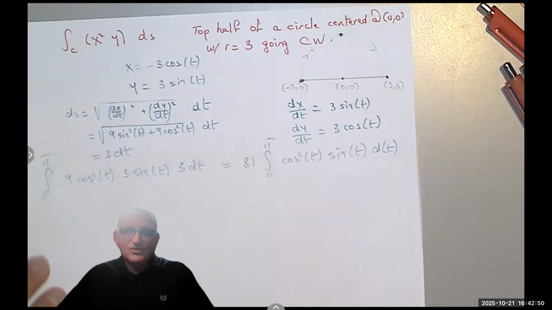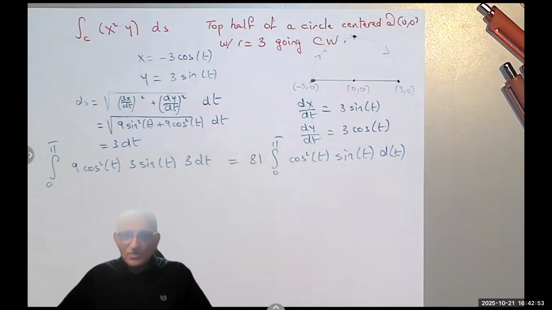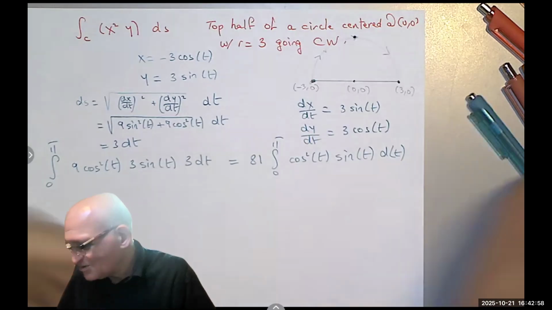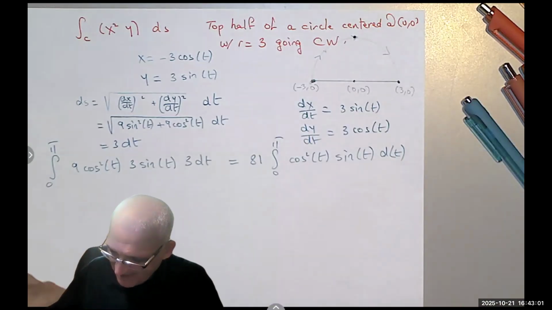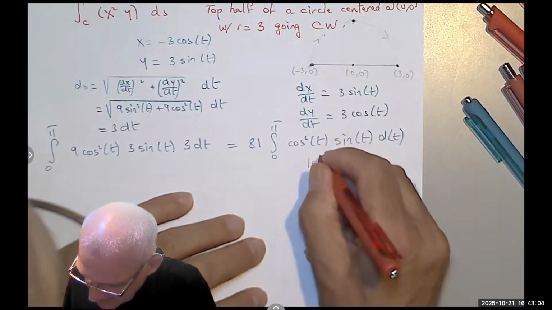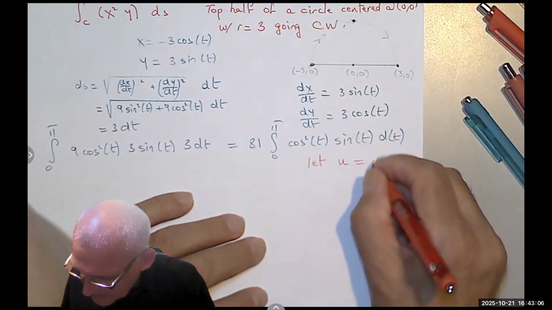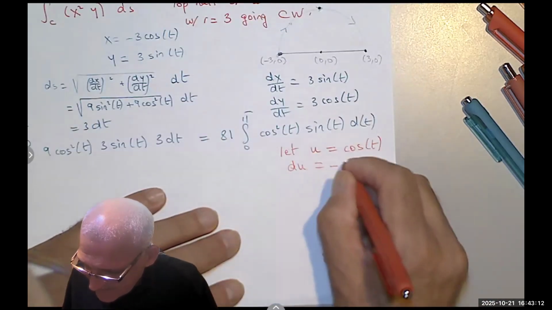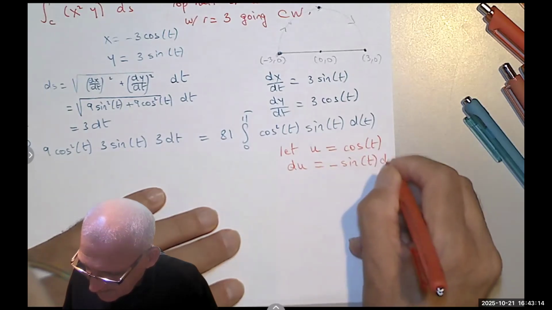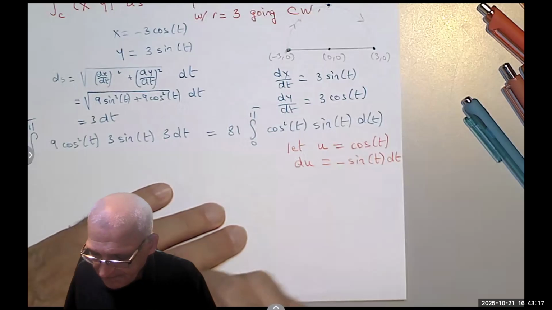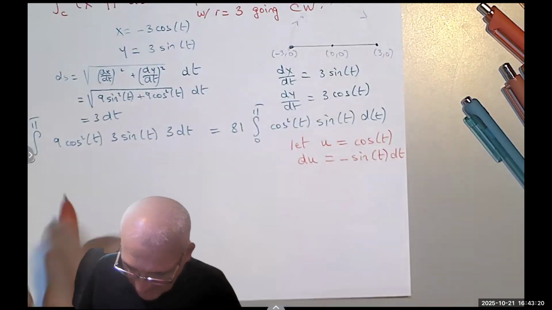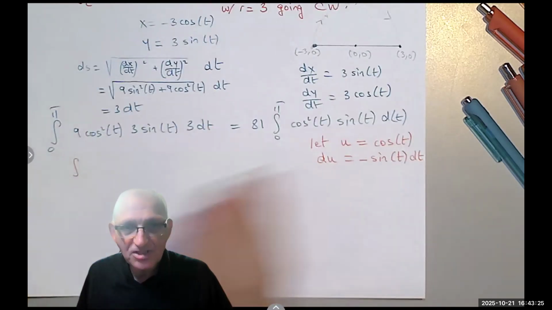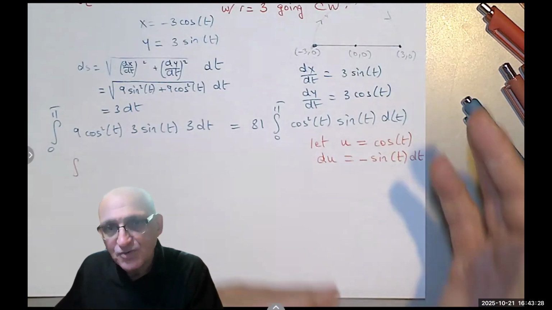You should know by now, you don't really need to do substitution, but let's do it with substitution, even though I hate that. Let u equals cos t, so du equals negative sine t dt. Okay? So now my integral becomes the integral. I'm not going to change limits. I will return back to t.